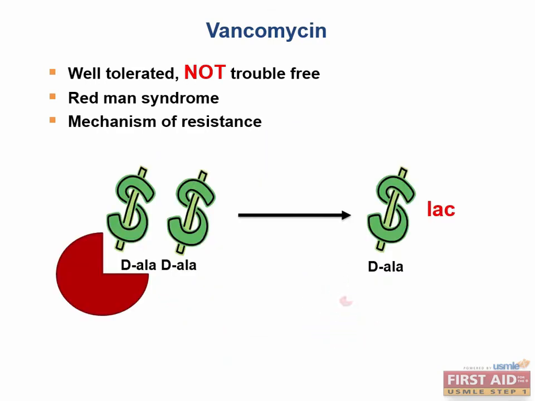Unfortunately, bacteria are able to develop resistance against vancomycin. If we remember back to the mechanism of action, vancomycin binds to the D-alanine residues on an important protein found in the cell wall. The way the bacteria become resistant to vancomycin is by converting one of the D-alanine residues to a D-lactate residue. By doing this, vancomycin is unable to bind to the protein in the cell wall and therefore is unable to stop the synthesis. This is a very important mechanism of resistance and one that is highly tested on Step 1.